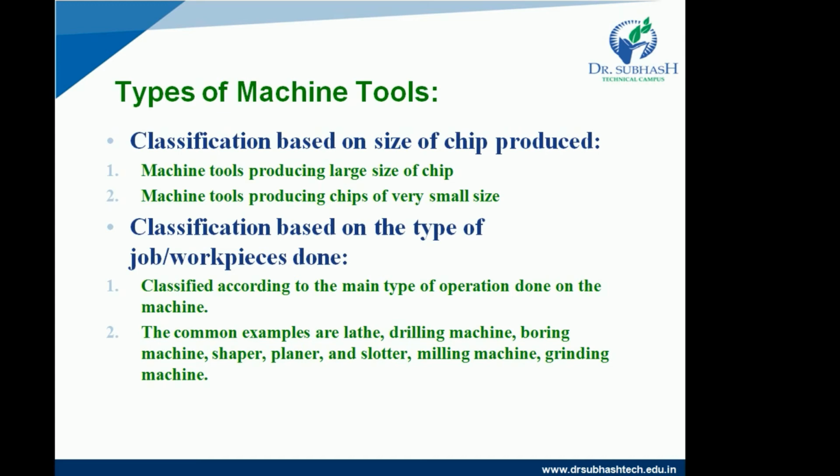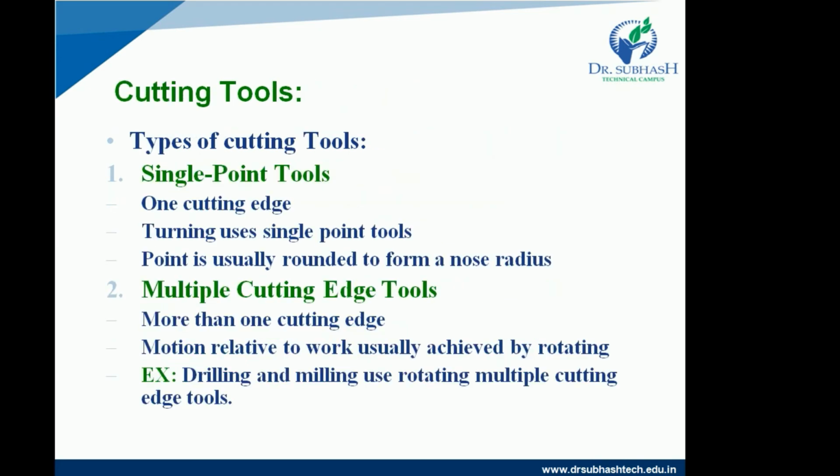See, in the manufacturing process, in conventional machining process, we have already discussed the drilling machine, right? So some other operations we can also perform on the drilling machine, like boring, honing, etc. But it is specially designed for the drilling operation. Understand? Second thing, common examples are lathe, drilling, boring machine, shaper, planer, slotter, milling, grinding machine, etc. So this is which type of workpiece we are producing on that particular machine tool, on the basis of that.